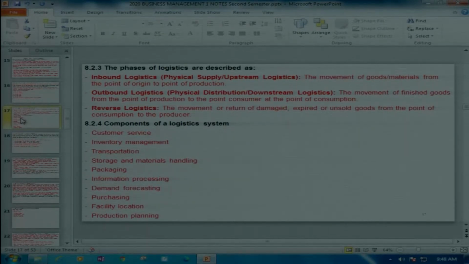Inbound logistics involves the movement of goods and material from the point of origin to the point of production. Outbound logistics involves the movement of finished goods from the point of production to the point of consumption. Reverse logistics is the movement or return of damaged, expired, or unsold goods from the point of consumption to the producer.